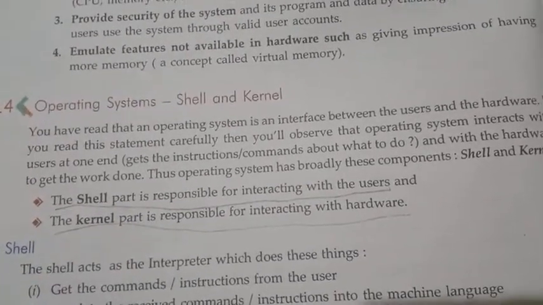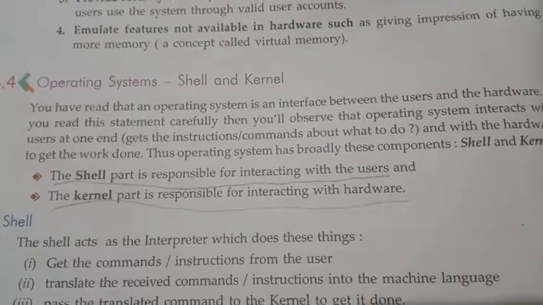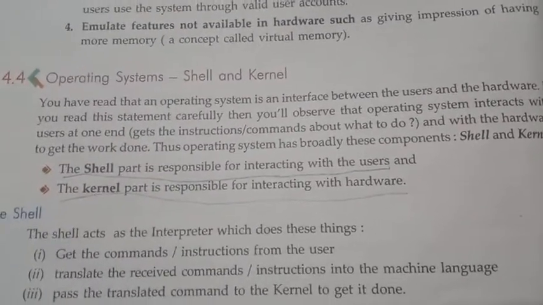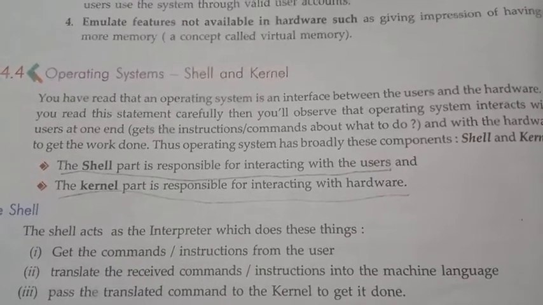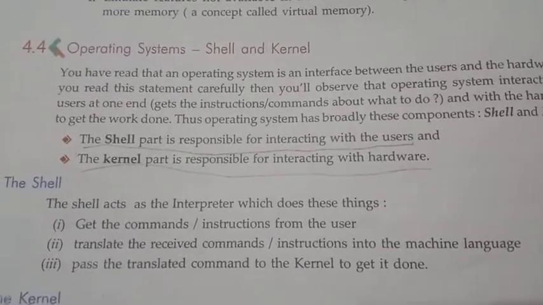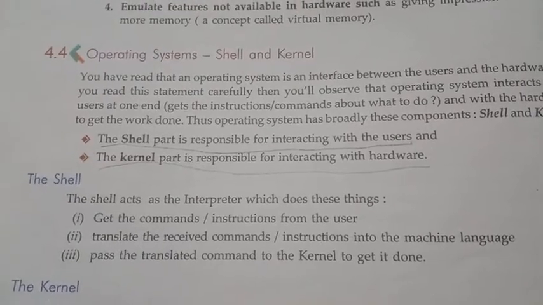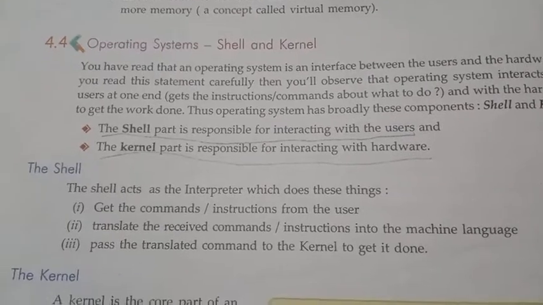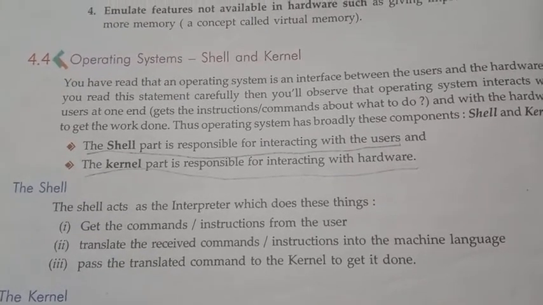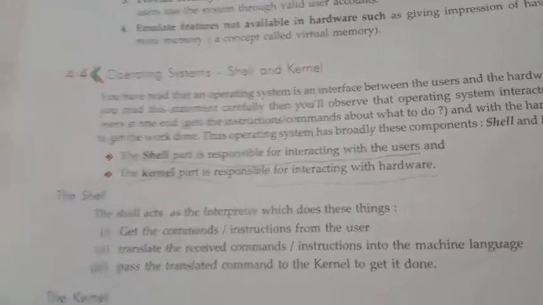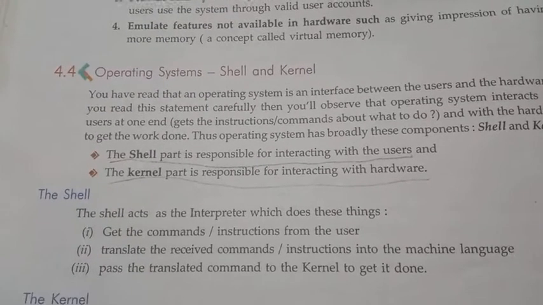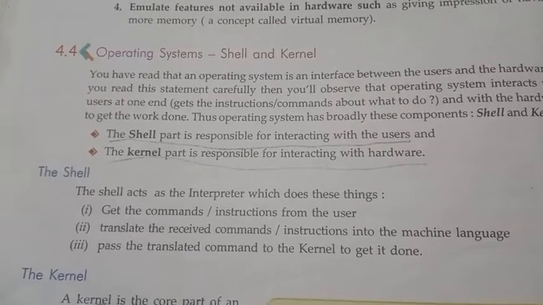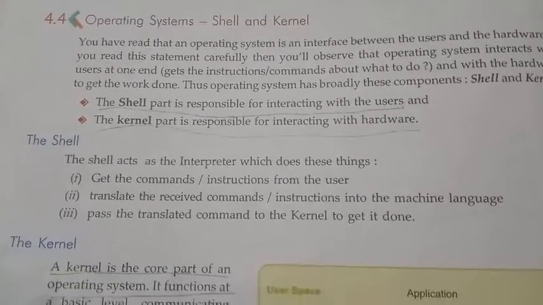Next one, operating system, shell and kernel. Yesterday we studied shell and kernel. There are mainly two parts in operating system, shell and kernel. The shell is responsible for interacting with the user. Yesterday we studied shell is responsible for the graphical user interface, GUI. Shell is a way to interact with the user and the kernel is responsible for interacting with the hardware. So operating system has two parts, shell and kernel. First one is responsible for interacting with the user, and second one is responsible for interacting with the hardware.